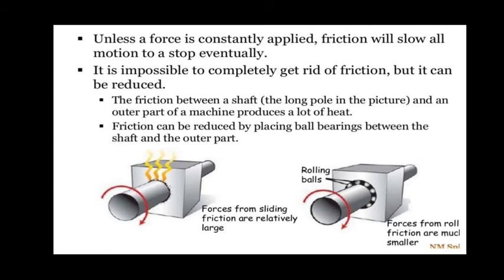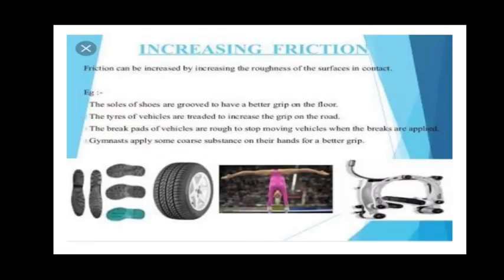As you can see in the right side picture, the rolling balls will prevent the friction. To some extent it will avoid the friction. So coming to how we can increase the rate of friction, in some cases we need that friction to be increased. Friction can be increased by increasing the roughness of the surface in contact. If you increase the surface roughness, automatically the friction increases.